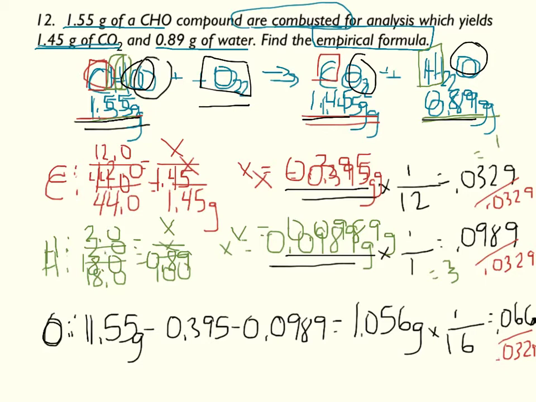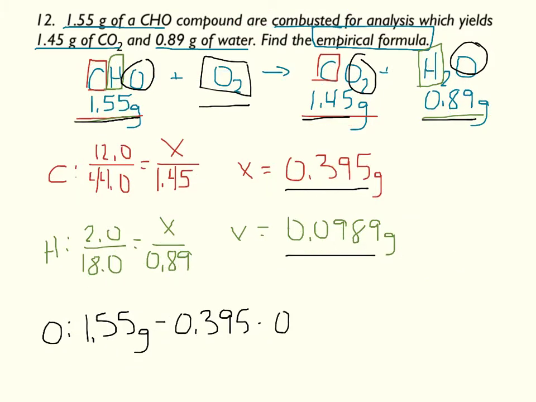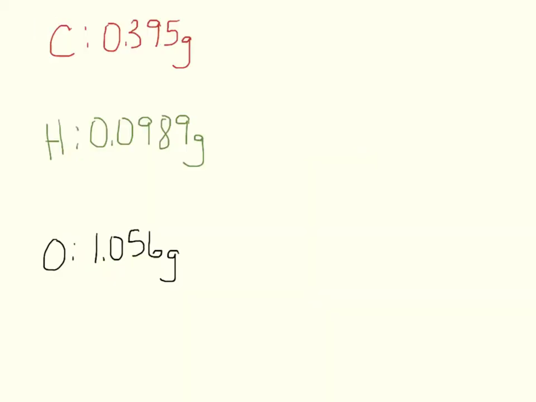So taking that 1.55 grams total, subtracting out all the carbon, which is 0.395, subtracting out all the hydrogen, which is 0.0989 grams, whatever's left has to be oxygen. And in this case, that is 1.056 grams. Now that you have the gram to gram to gram ratio, now you should be able to find the mole to mole to mole ratio to find the empirical formula.